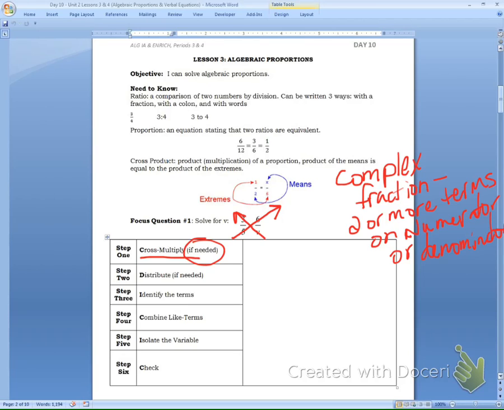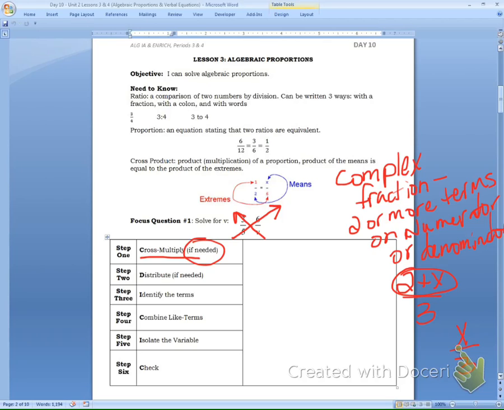An example of a complex fraction would be 2 plus x over 3. This is complex because we have two terms on our numerator. x over 3 is not complex because there's only one term over one term. So we're going to see some examples with complex fractions a little bit later. I'll go ahead and leave that up for right now in case you're still writing. Back to our example problem, or our focus question.